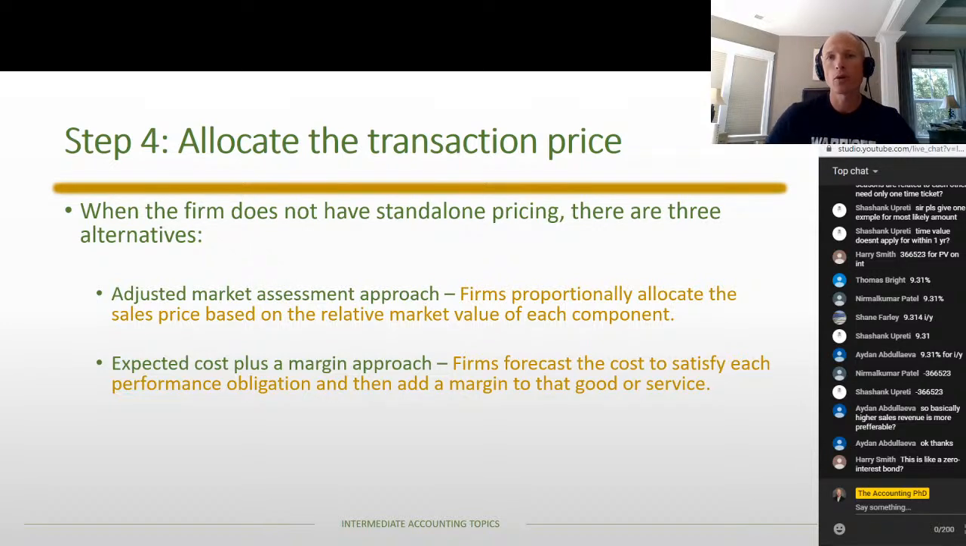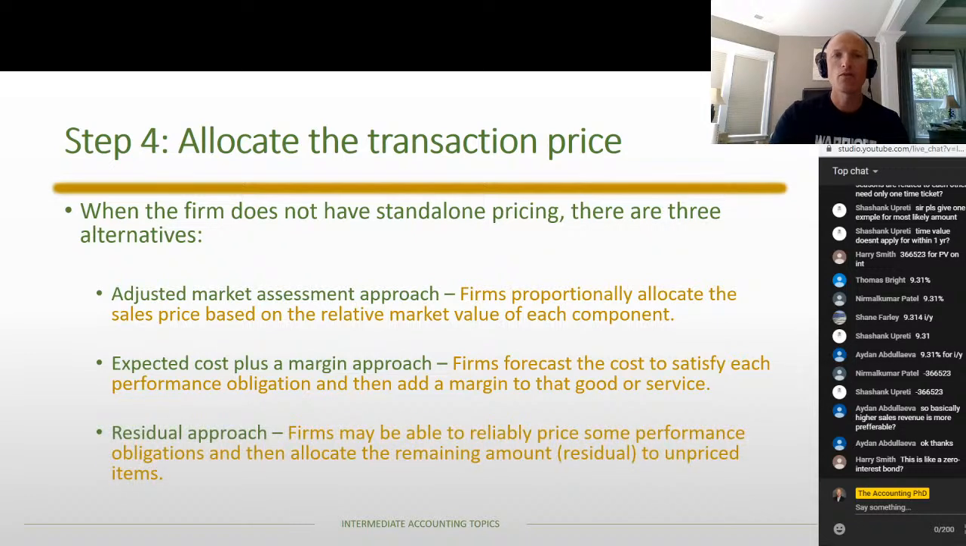Again, we're going to go through how this works, but this is a situation where maybe the market value of the items cannot be reliably estimated, but cost can be reasonably estimated. And so then the expected cost plus a margin approach is the most appropriate. And then finally, there is a third approach called the residual approach. And so this is a situation where a firm can reliably price some, but not all.